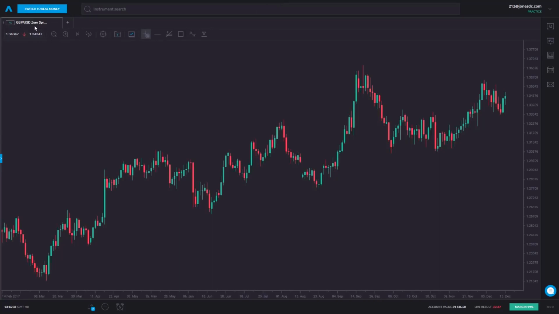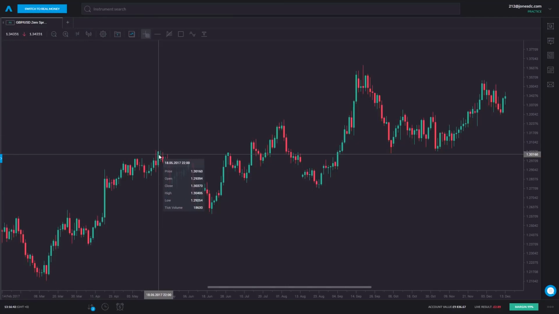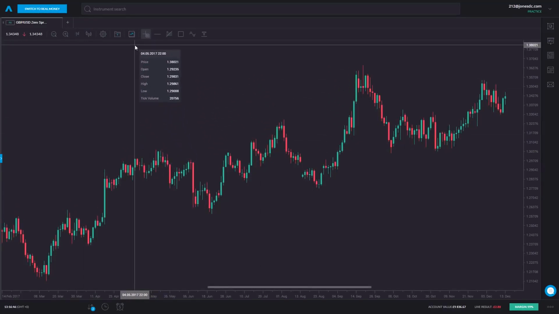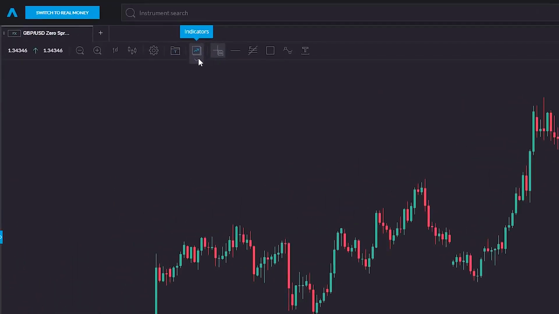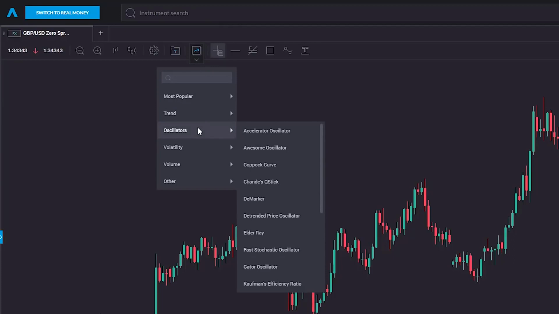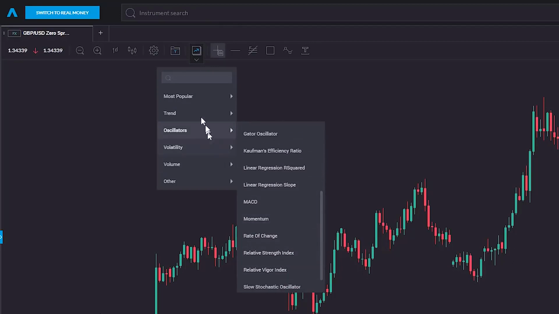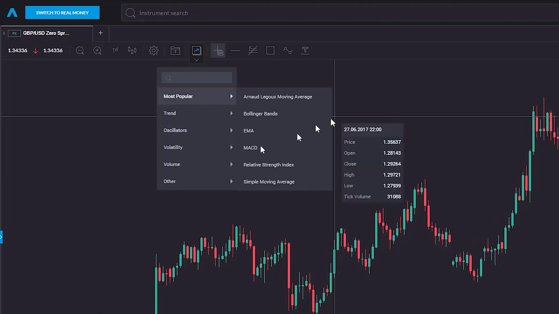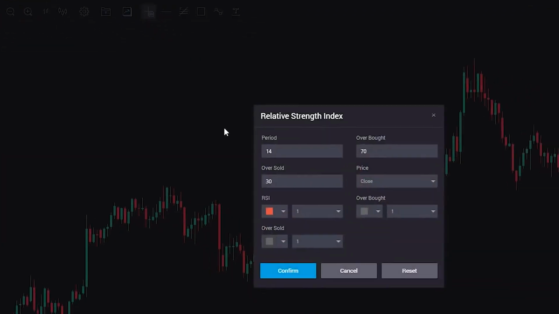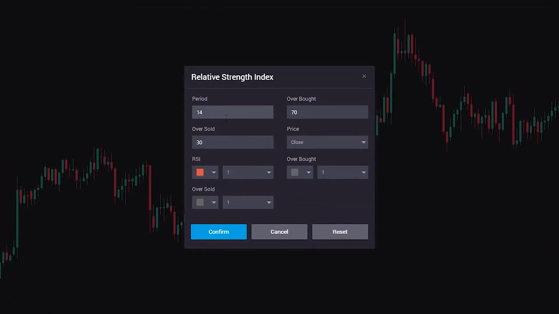We've got pound US dollar zero spread, daily candlestick. Each candlestick represents a day's worth of trading, nothing else on the chart. Let's add our RSI. We access the RSI from the indicators tab up here. We can click down, choose oscillators and scroll down and pick Relative Strength Index, but it's also in the most popular because it is one of the most popular. Click on Relative Strength Index. Here we go. So it defaults to the textbook version, 14-day RSI.